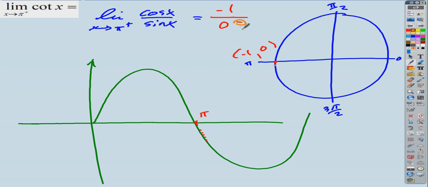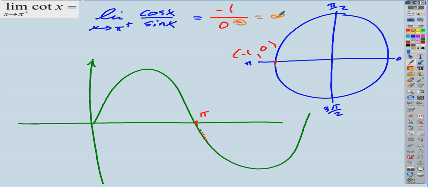And the trig functions are just tricky that way, because the trig functions oscillate. They can have different signs in different places. Now it's easy. What's the answer? Positive infinity. It's infinite because I've got a number divided by 0, and the sign rule tells me positive. So the limit of cotangent x as x approaches pi from the right is positive infinity.